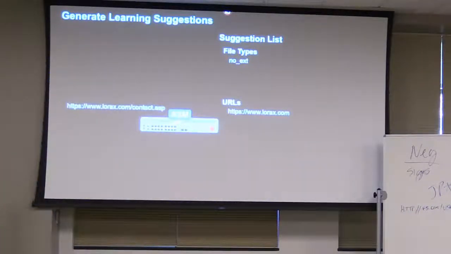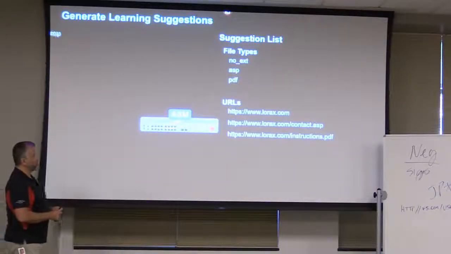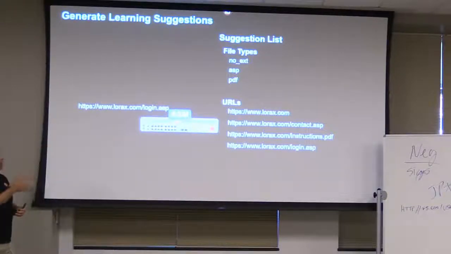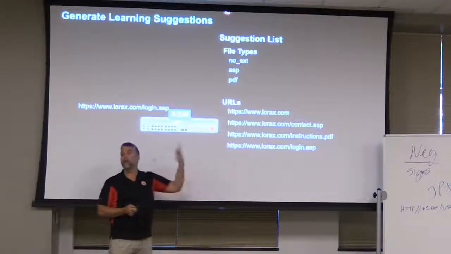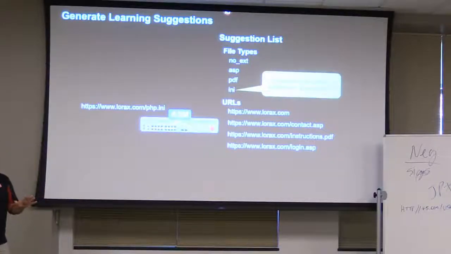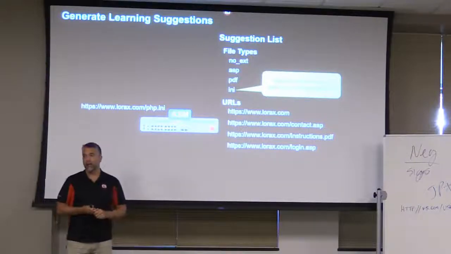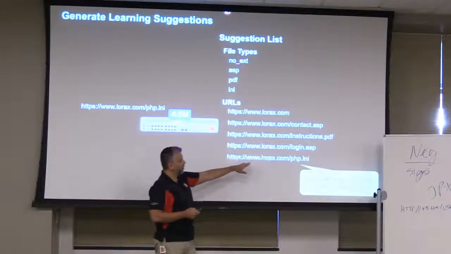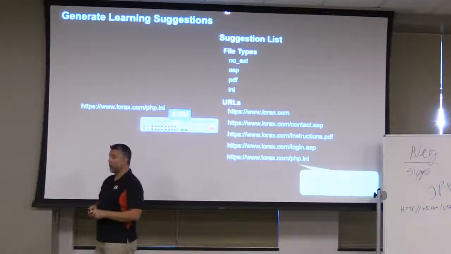And requests continue to come in. So we got ASP and that contact page, PDF and the instructions page, and so on. So we continue to build up this list of both file types and URLs, the suggestion lists. As a reminder, during this time, it's very possible to get invalid, malicious requests. For example, we now have a suggestion for the INI file type. We also have a suggestion for the php.ini URL. I don't want those as part of my whitelists.